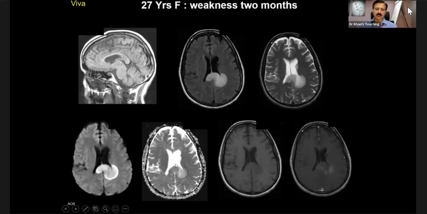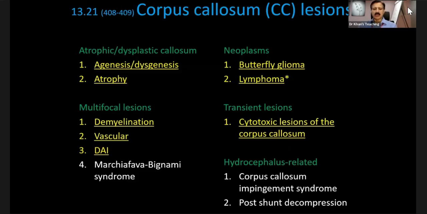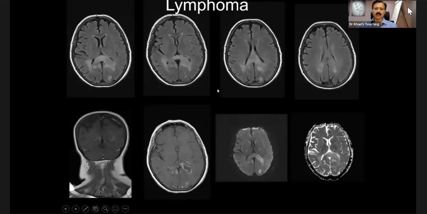This DWI is quite impressive. This post-contrast is impressive, but not extremely, because a portion of this is also enhancing. Now, so this is tumefactive MS. Nobody can diagnose tumefactive MS just on the basis of a single image. You will consider things like lymphoma, etc. This is corpus callosum lesions in your book, and butterfly glioma and lymphoma are the top two.